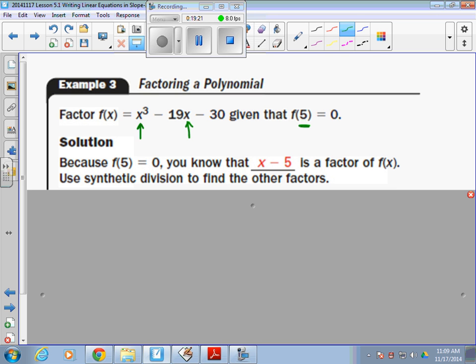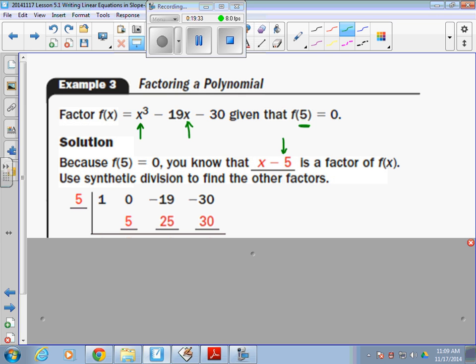So because f of 5 is equal to 0, you know this one is the opposite. Again, just like earlier, you're thinking opposites. It was 5, you show negative 5 right there. So use synthetic division to find the other factors. Here's your synthetic division. You're going to use each one of these.